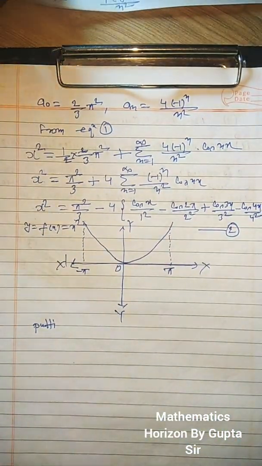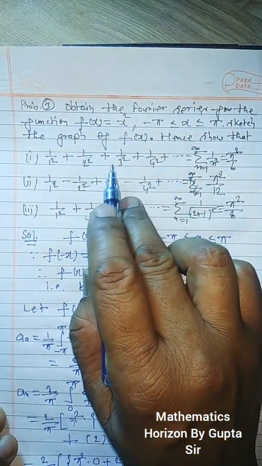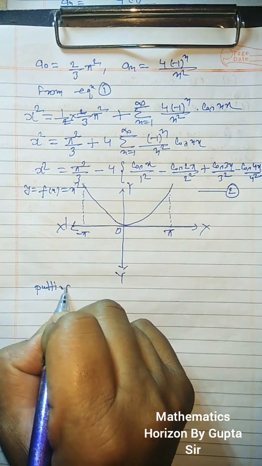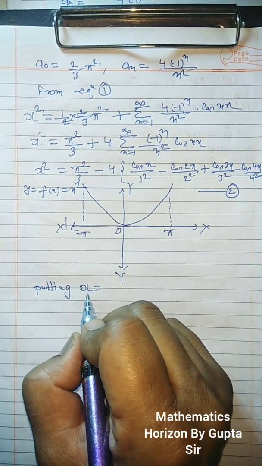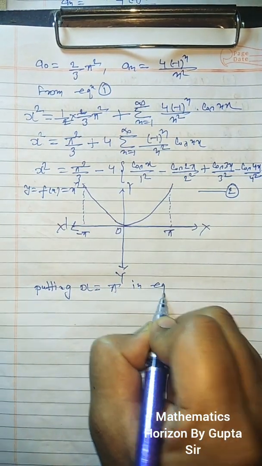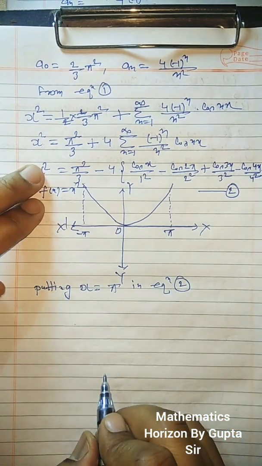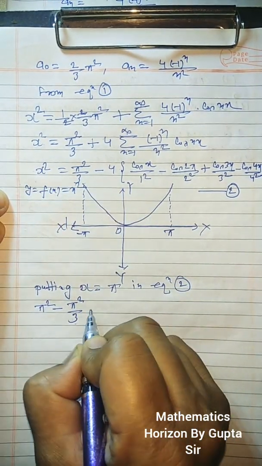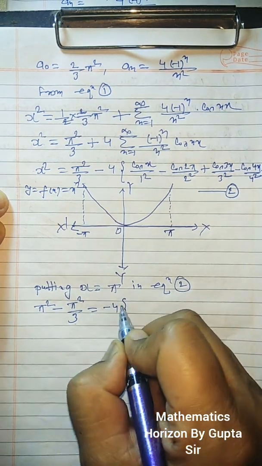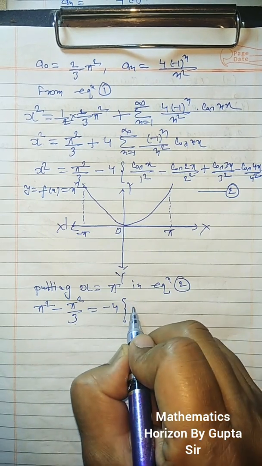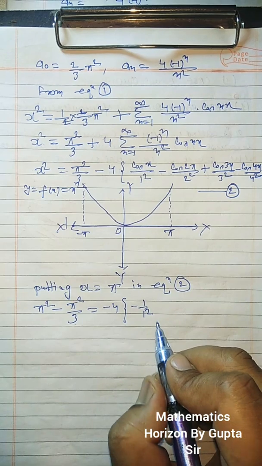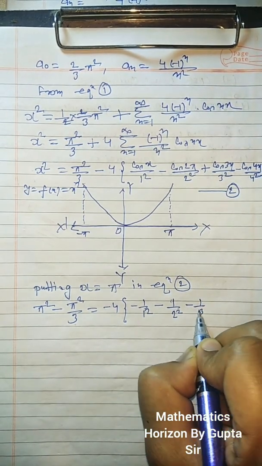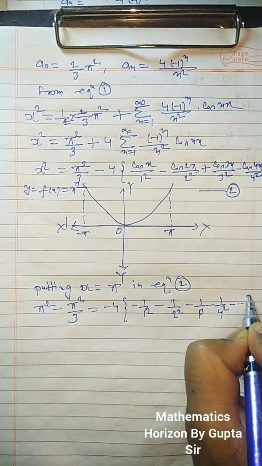Now we have to deduce the following terms 1, 2, 3. These are the deductions we will find out with the help of equation 2. Now putting x equal to pi in equation 2, this will be pi square, transformed here, pi square upon 3 is equal to minus 4. Now cos pi is minus 1, that is minus 1 upon 1 square. Cos 2 pi is plus 1, that is 1 upon 2 square, minus 1 upon 3 square, minus 1 upon 4 square and so on.